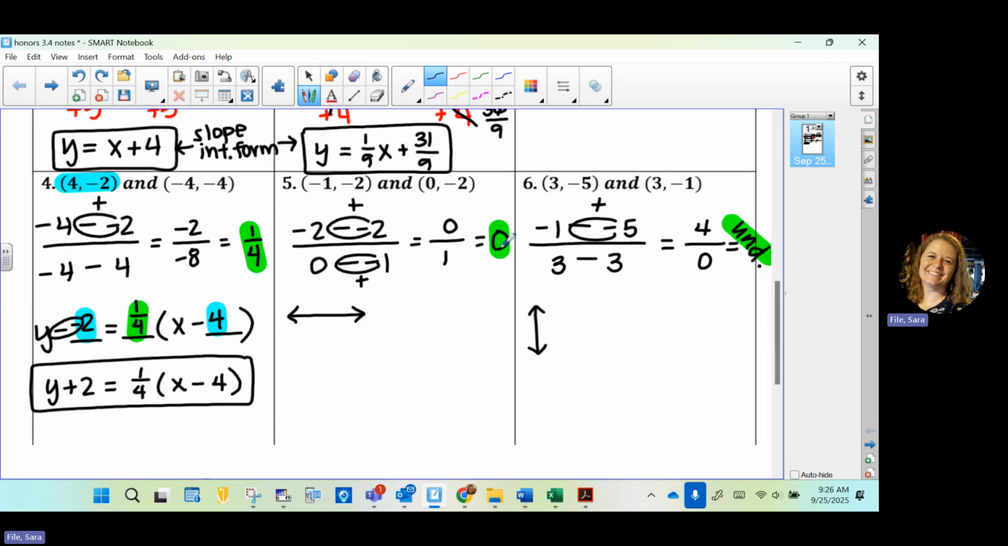So if we have a 0 slope, that is going to cross which axis? A horizontal line is going to cross the y-axis. So my equation is just going to be y equals, and then the y value at which it crosses. And it doesn't matter which of your points up here you use, because aren't the y's the same? Yeah, because it's a horizontal line at -2.